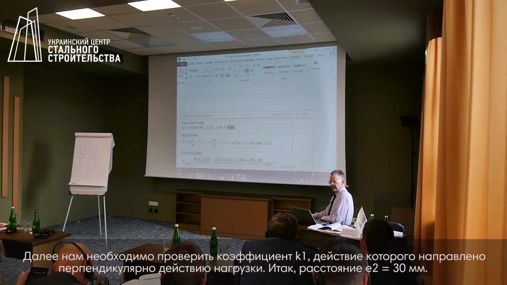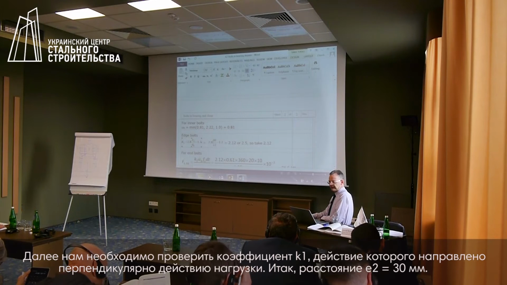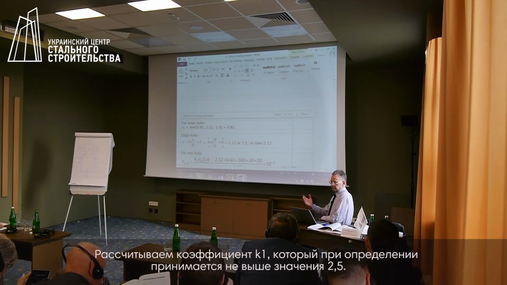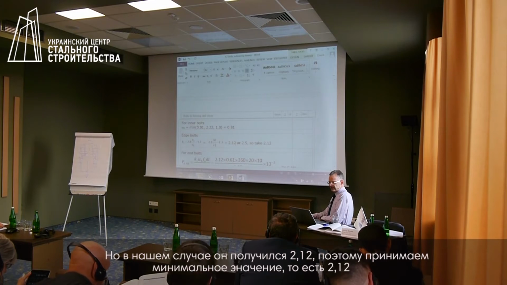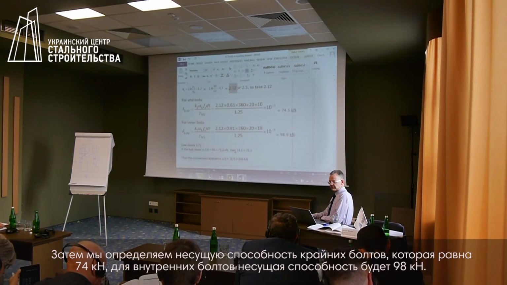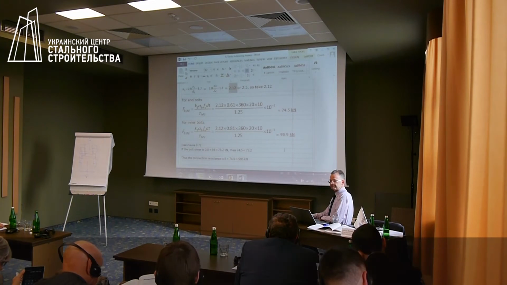And then we need to check K1, which is in the direction perpendicular to the line of action. So E2 was given as 30 millimeters. We calculate K1. Is it greater than 2.5, in which case we would take 2.5, but in our case the value is 2.12. So then we can calculate for the end bolts a resistance of 74 kilonewtons, and for the inner bolts a resistance of 98 kilonewtons.